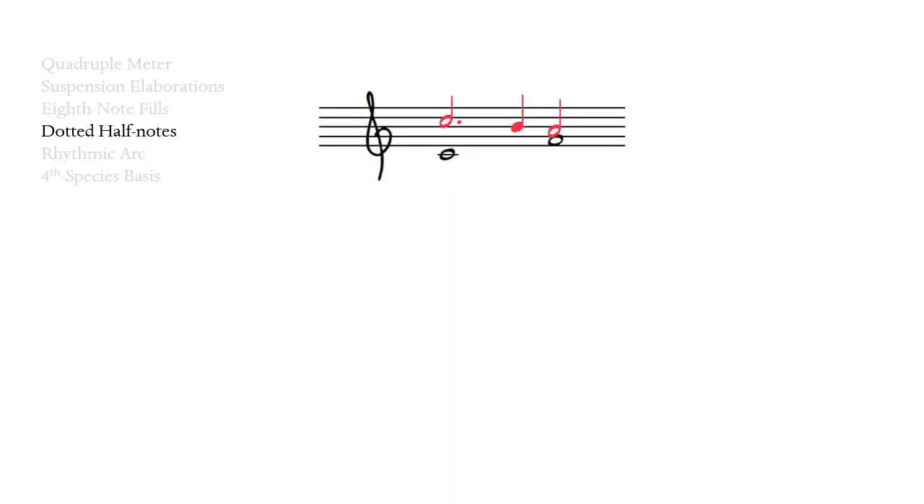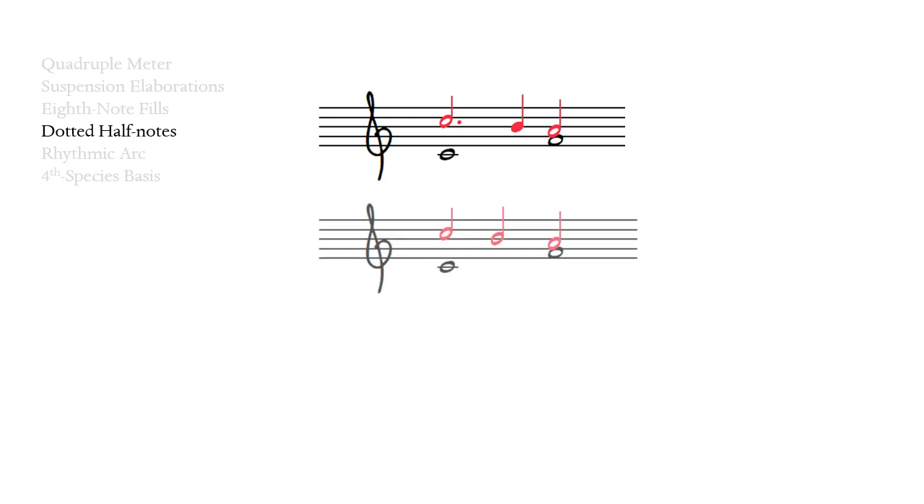In the interest of rhythmic variety, we are also allowed to use dotted half note values on the first beat of each measure, such as in this example. You should think of them like a variation on a 2-to-1 relationship, so anything that is permissible with 2 consecutive half notes, like in our 2-to-1 exercises, can be done now with a dotted half note and a quarter.